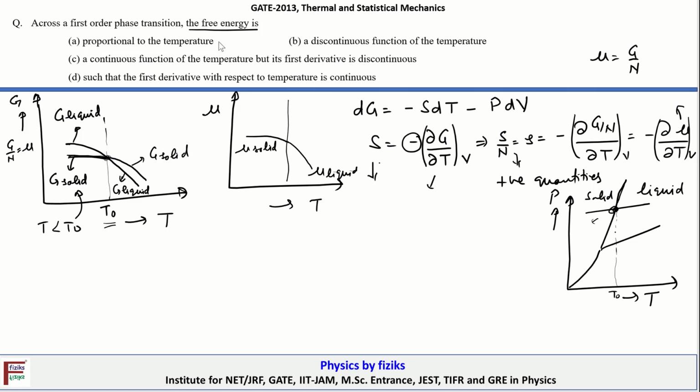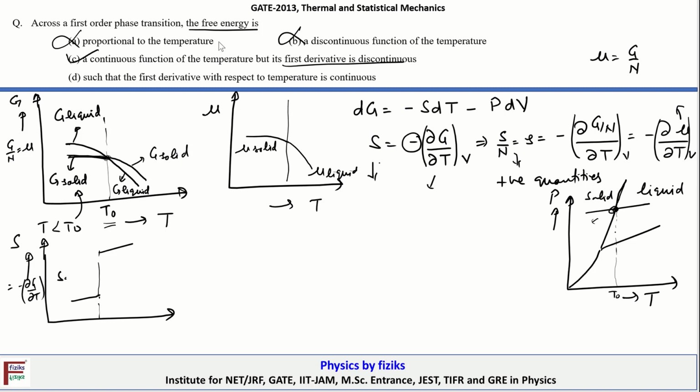So across the first order phase transition, the free energy is not proportional to temperature, and it's also not a discontinuous function of temperature. Yes, it is a continuous function of temperature, but its first derivative? What is the first derivative of Gibbs free energy? That is entropy. So if I plot the entropy, which is minus dG by dT, at the transition point it will look like this.